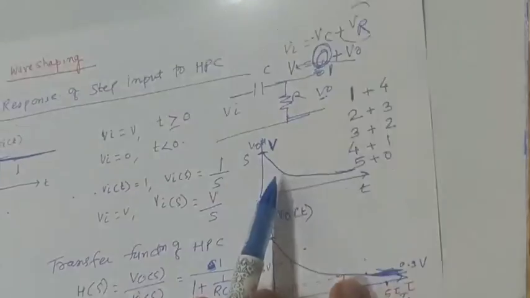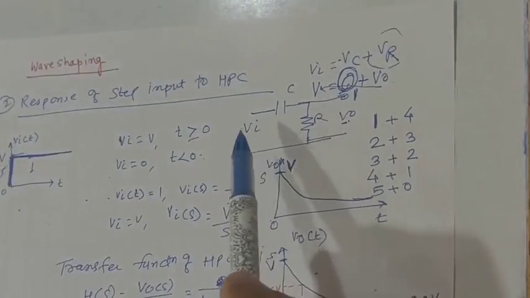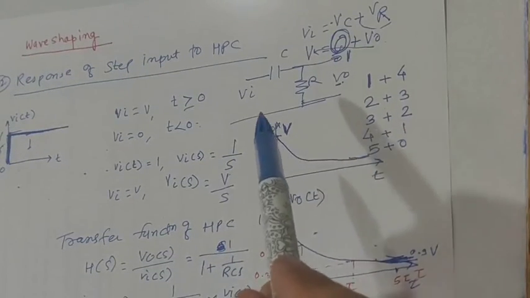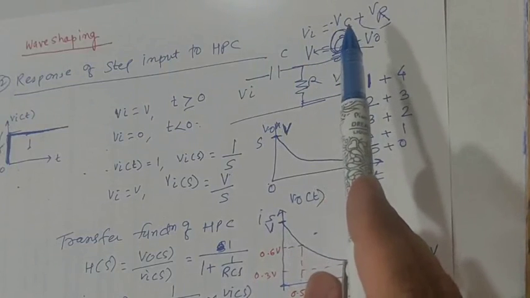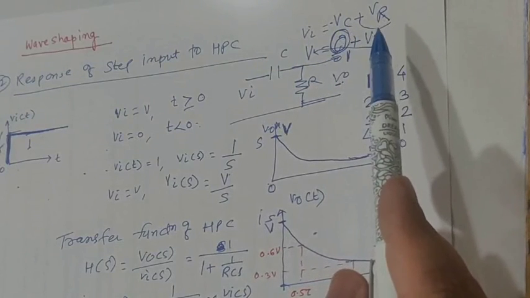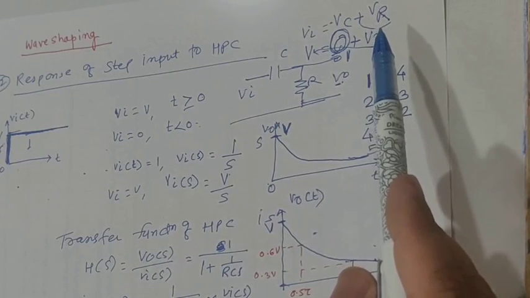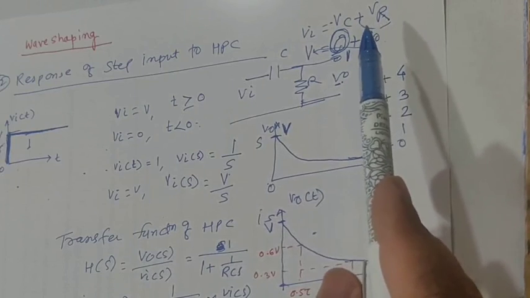It is very easy to understand here also that whatever input you apply, it will appear at the output initially, and once the capacitor starts charging, meaning VC keeps increasing, the resistance voltage is going to be decreasing exponentially. That is, the output voltage is going to be decreasing exponentially.